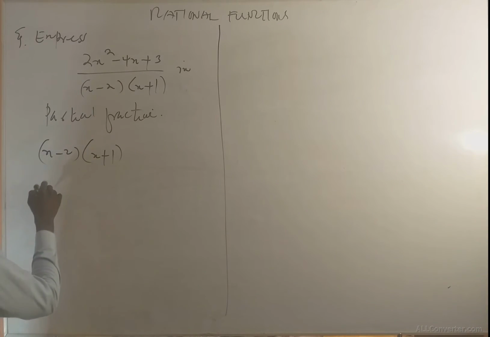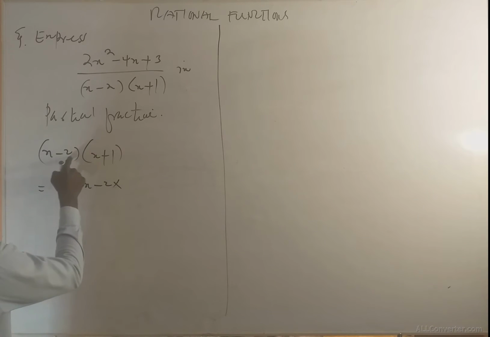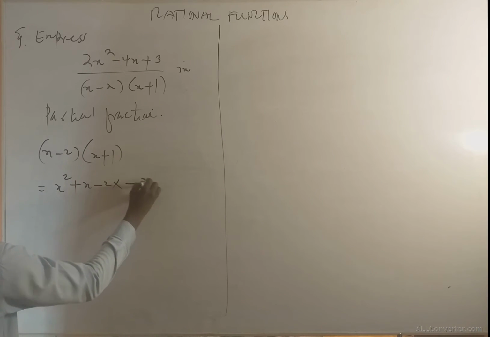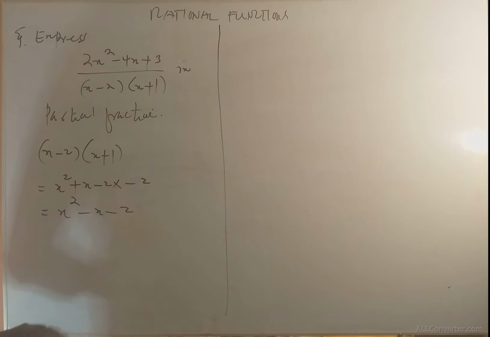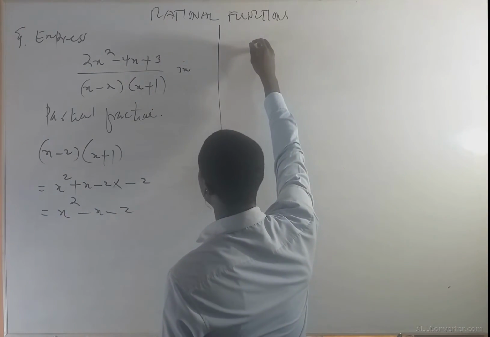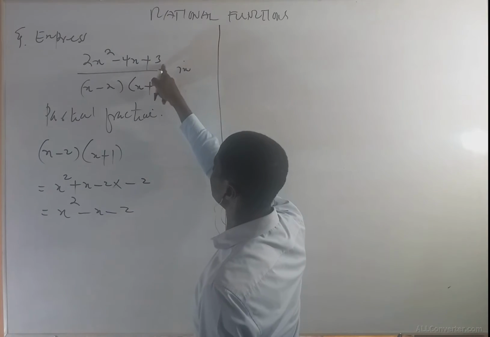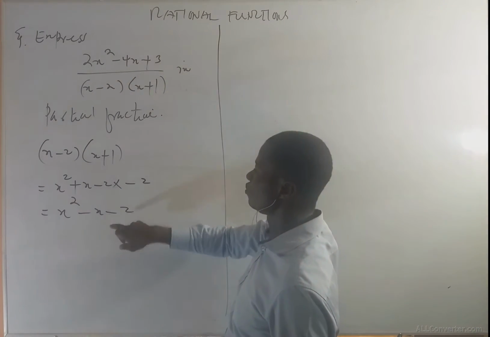Then x times x will give us x squared. x times plus 1 will give us x. Minus 2 times x will give us minus 2x. Then minus 2 times 1 will give us minus 2. So in all, we are going to have x squared minus x minus 2. So now when we multiply these two factors, this is what we are getting. So with the improper fraction, we divide the numerator by the divisor, that is the denominator. That is what we are going to do over here. So instead of 2x squared minus 4x plus 3 all by x minus 2, x plus 1, we have now multiplied this by this, and this is what we are getting.